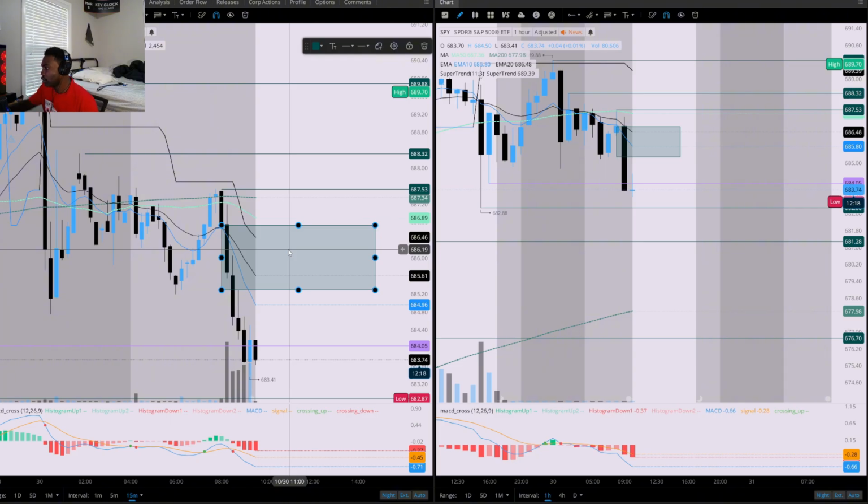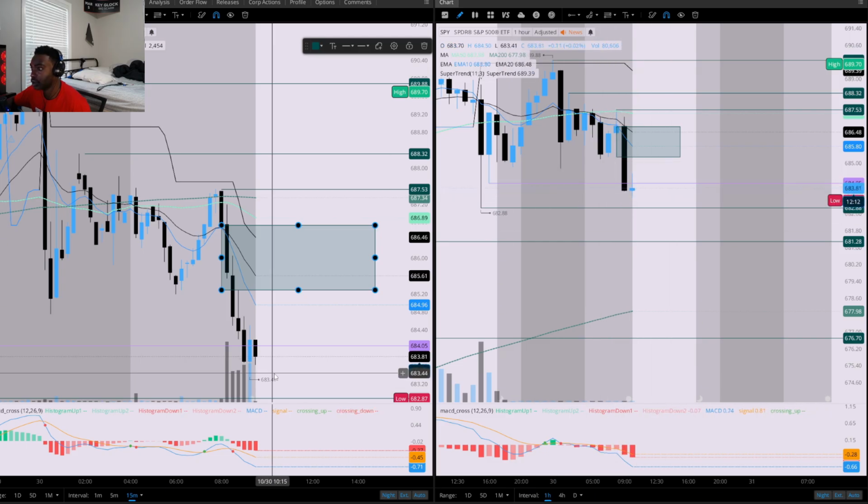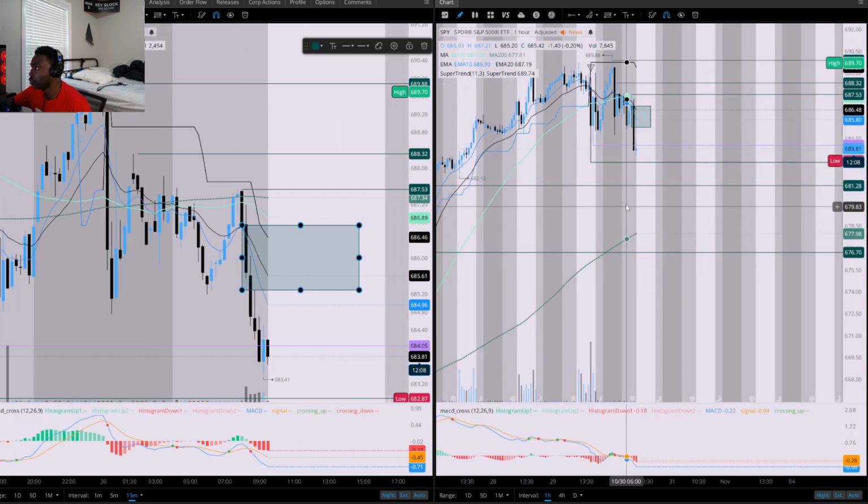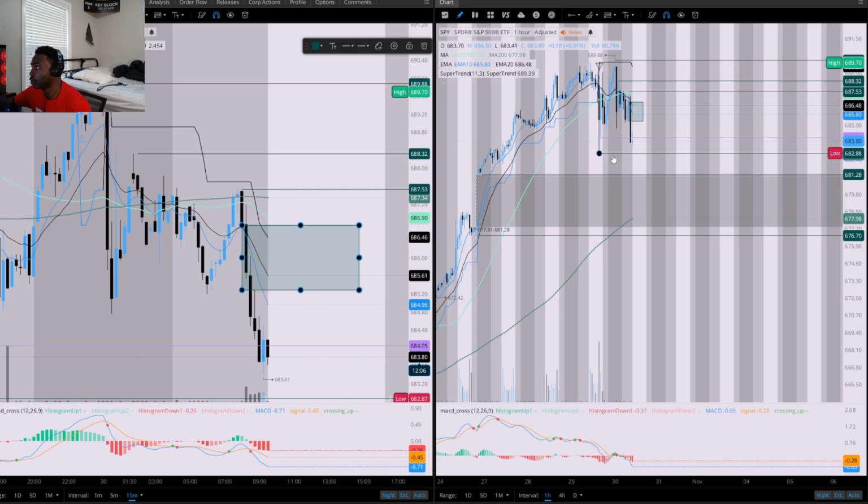So as you can see over here on the 1-hour chart, price did close below our 15-minute low, so it has officially been taken out. We're hopefully going to see it push down to 682.88.